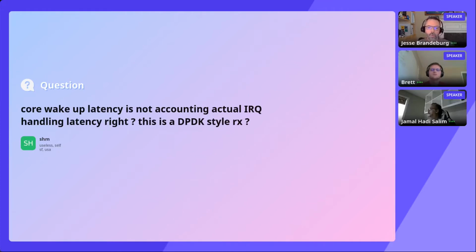So at the point the core wakes, it can then handle the interrupt and then schedule NAPI and then do the NAPI poll work, right?